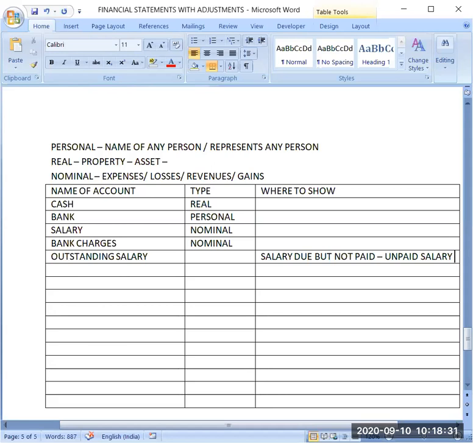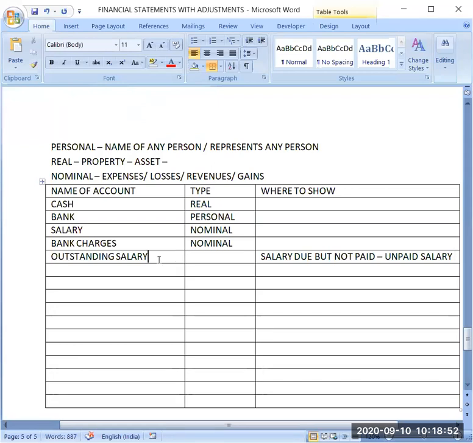It is also not your expense. Salary is your expense, which you have not paid. That salary will be treated as your expense. However, you have not paid that, even then it will be treated as your expense. But this is your liability. Outstanding salary is your liability.